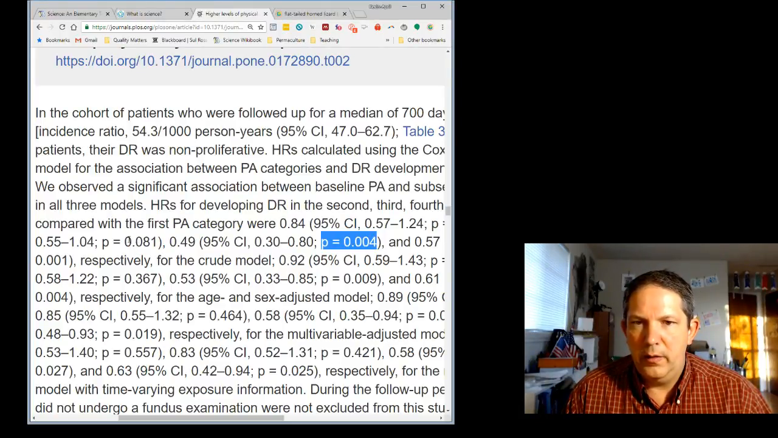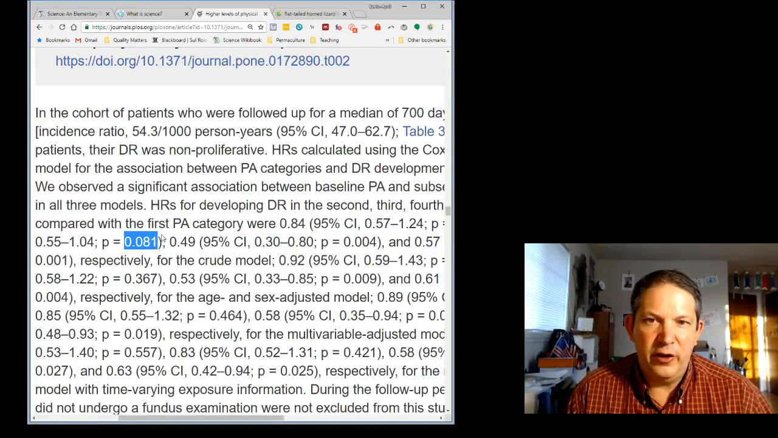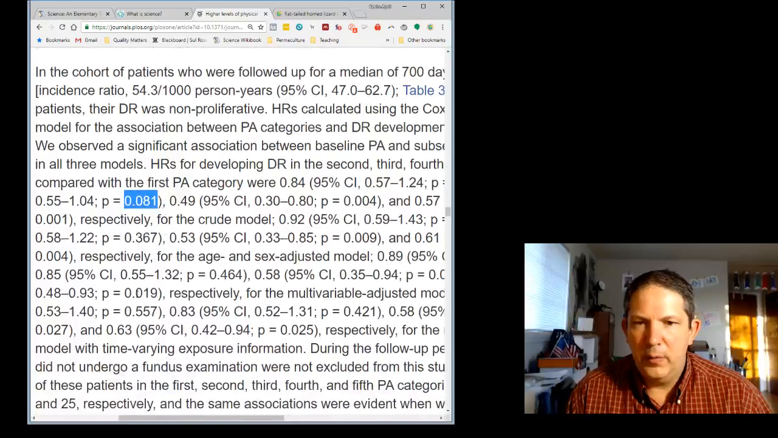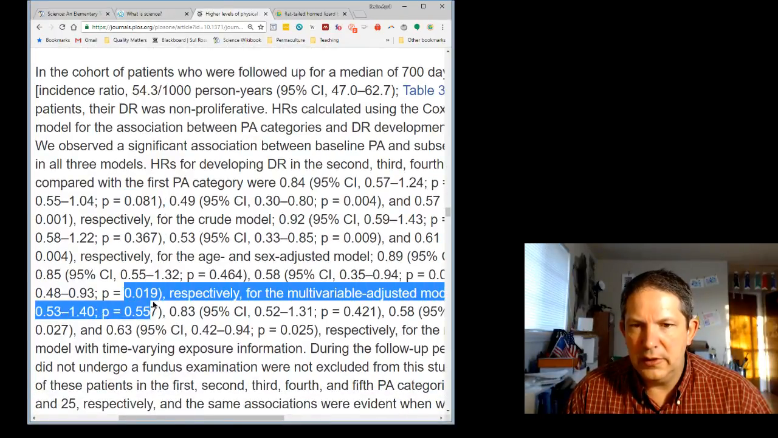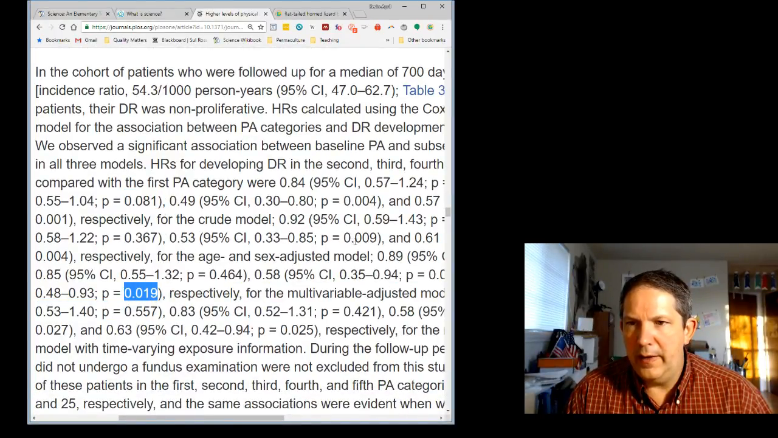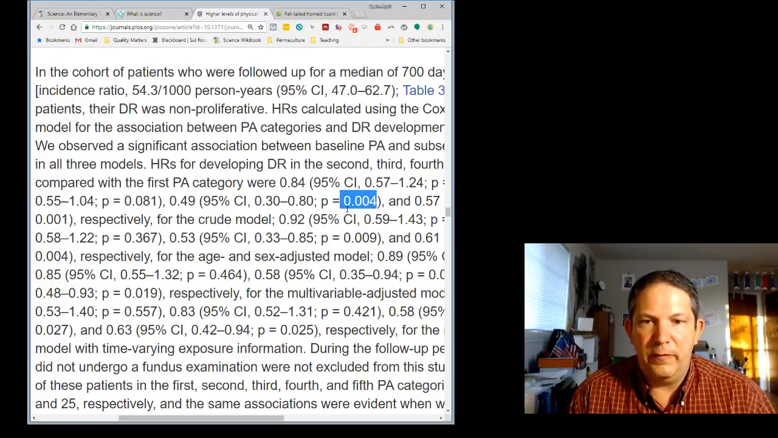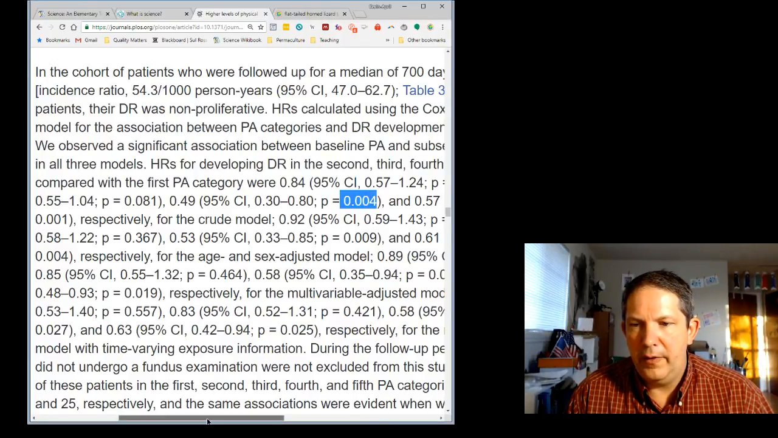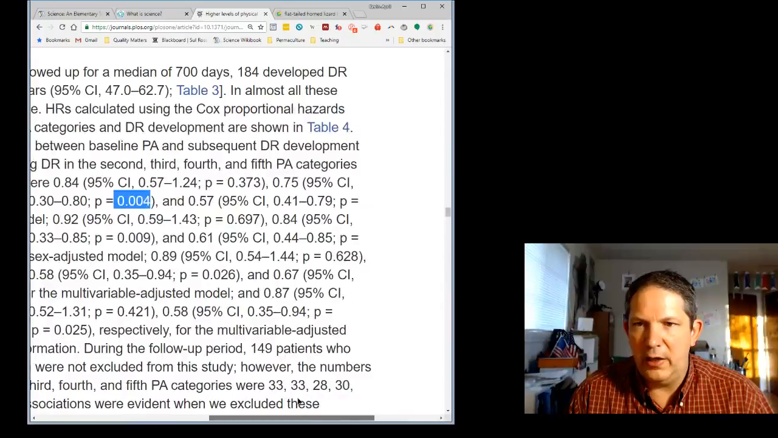So this one, this 0.081, you're going to say, nah, not statistically different. 0.019, statistically different. And then the 0.009 or 0.004, those are numbers that you're going to have a lot more confidence in and say, oh yeah, there was a real effect here.